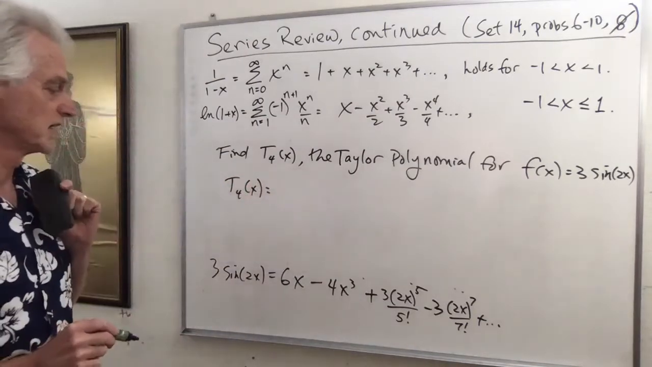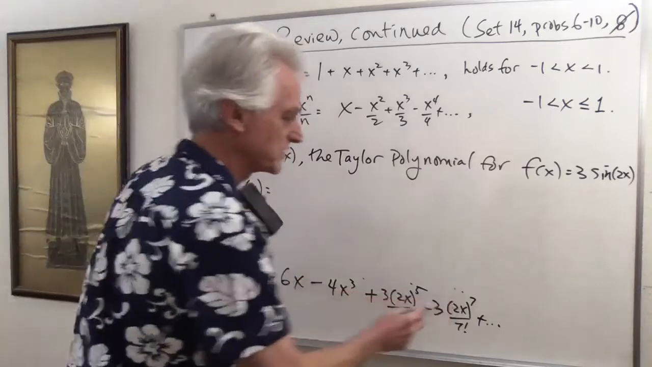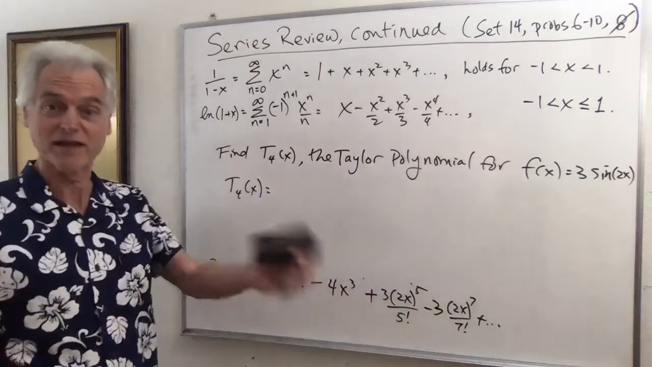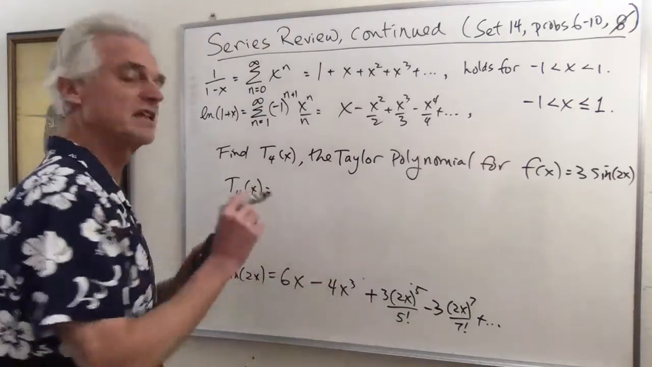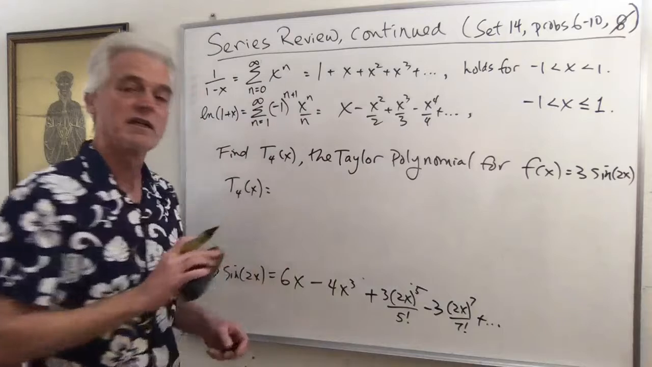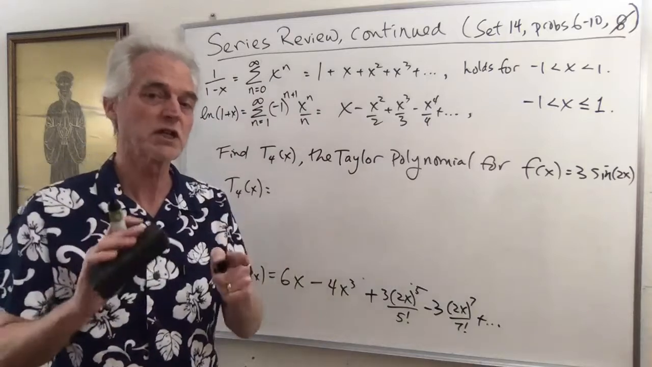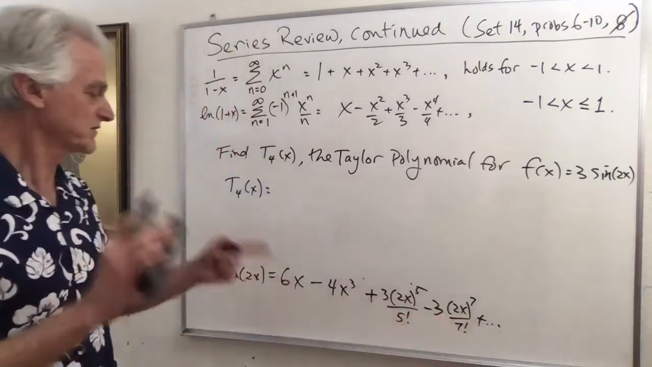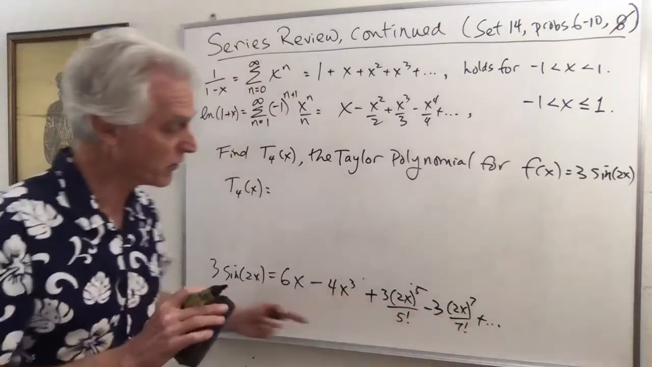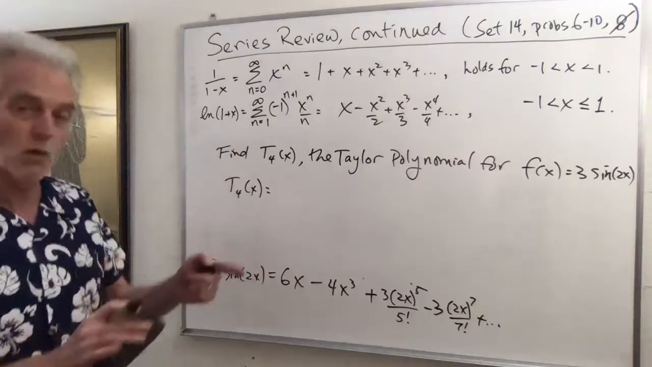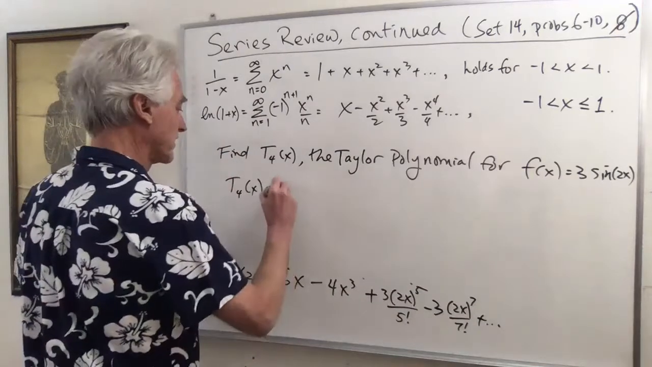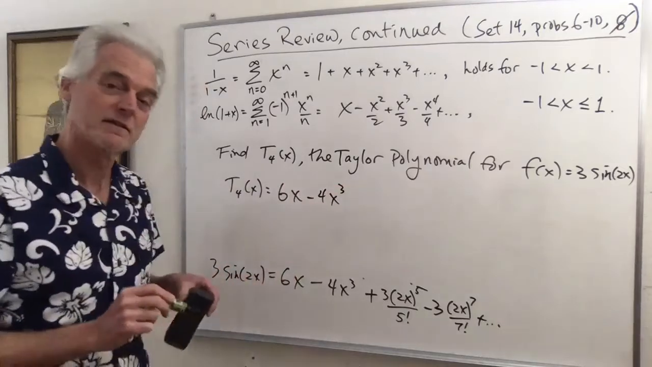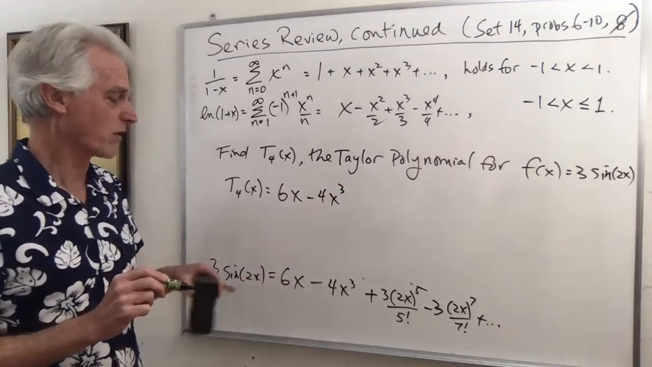T4 of x is, I've written out 4 terms here, and you might be tempted to just write this whole thing in there. You say, well, there's not enough room in the box in WeBWorK. But remember, T4 means it's the Taylor polynomial of degree 4. It doesn't mean 4 non-zero terms. If I asked for 4 non-zero terms, I have to plug in the whole thing. But if I want T4, that's just 6x minus 4x cubed. That's T4.